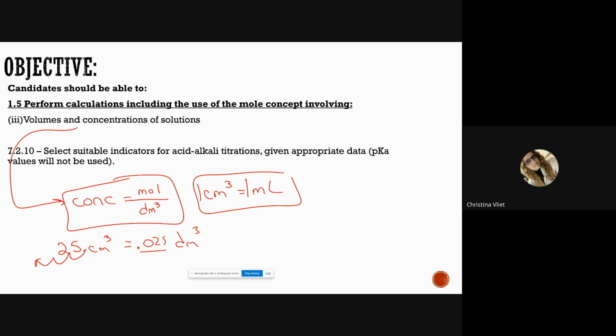All right, the second objective is to select suitable indicators. At this time in life, you will be given the correct indicator to use, but I am going to teach you in a different lesson how to pick from a list.